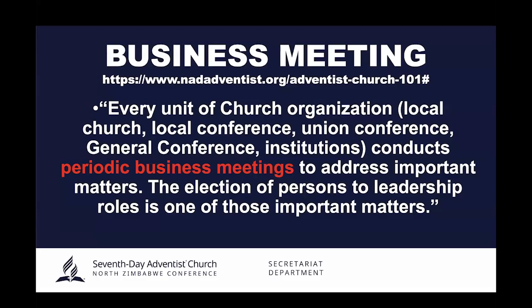So this whole organization up to the GC, it is expected that each of these entities, each of these levels, conducts periodic business meetings, meaning at some point in time you expect to have a business meeting. And what do business meetings do? Business meetings address important matters, meaning there are issues that have to be handled, addressed, and deliberated during these business meetings. So one of the agenda items during these business meetings is election of persons to leadership. It's not the main business, or the only business, but it's one of the roles.